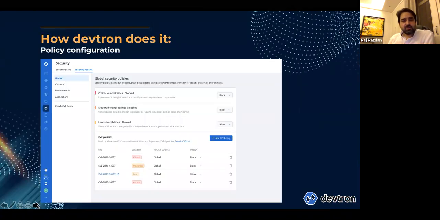This sort of screenshot takes you a little bit of this. These are again screenshots taken from the product where we are talking about security policies. How can you define CVEs? What are the common vulnerabilities and exposures? All kinds of things are exposed there, and you can look at all of those within your global parameters, within your clusters, within your environments, within your applications. So there are multiple levels of security being talked about.